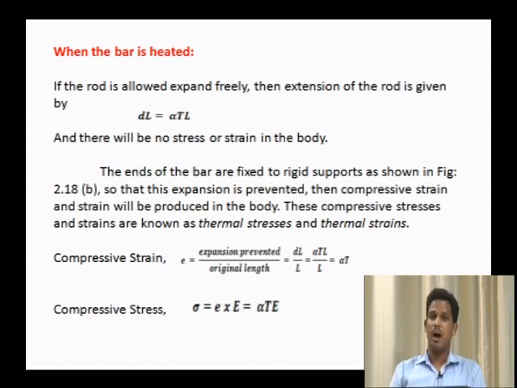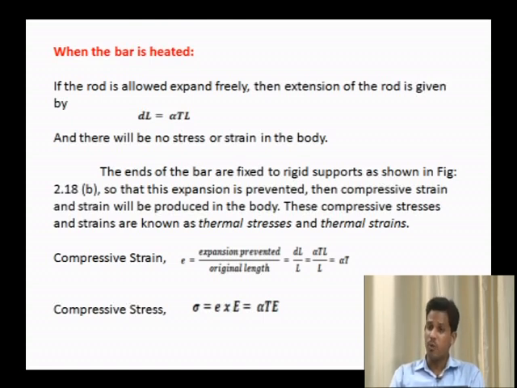After calculating the change in length, how do we calculate the compressive strain? I already told you it may be compression or tension. It depends totally on the condition of the material, whether it is restrained or unrestrained. In the unrestrained condition it causes tensile stresses, in the restrained condition it causes compressive stresses. So we have to determine whether the thermal stresses are tensile or compressive.